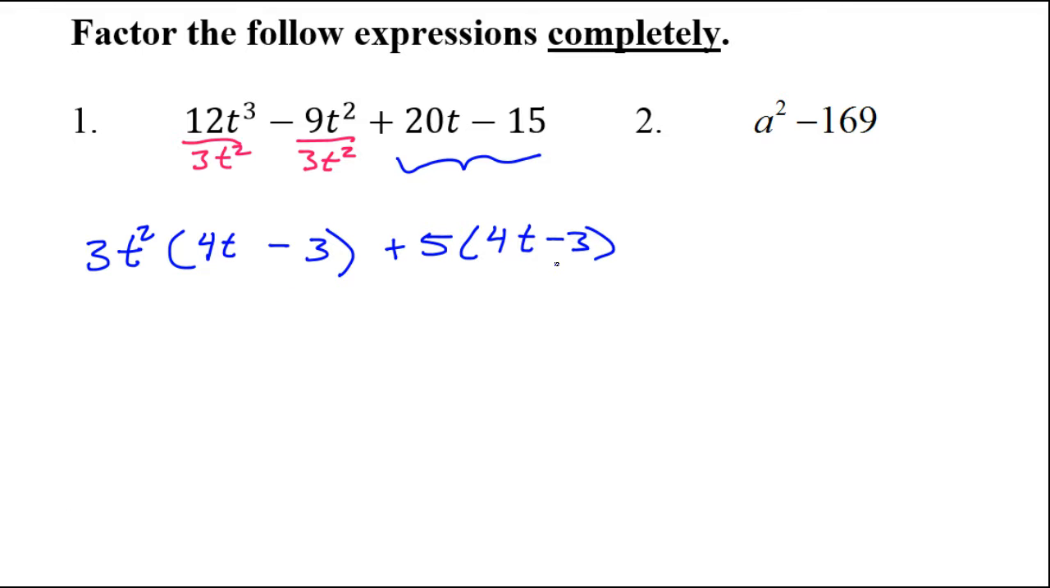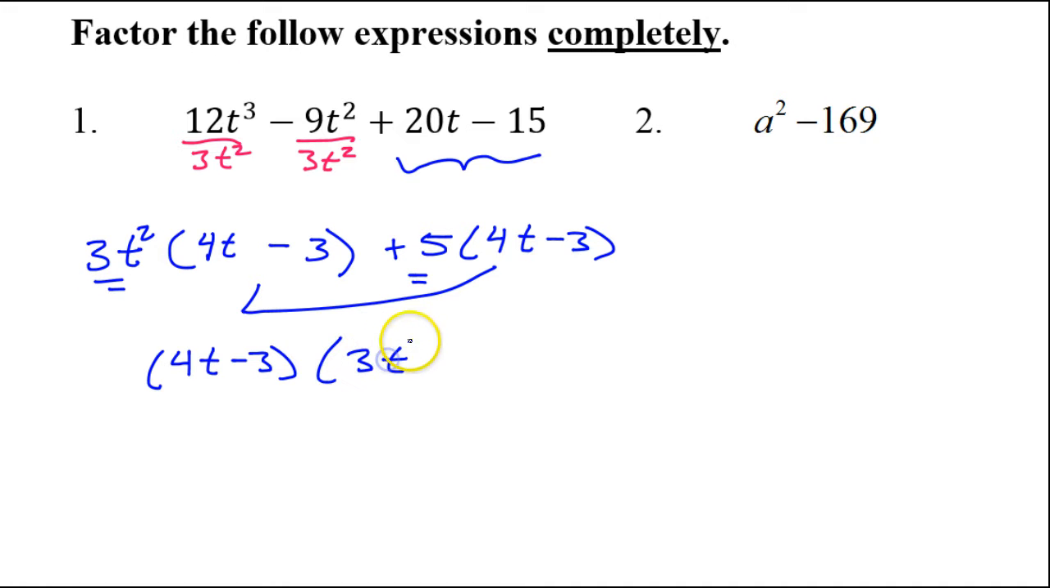See how the parentheses are the same? That's crucial for the grouping method. Because these are the same, the 4t minus 3 itself is a common factor. Just like we factored out 3t squared and 5, now we're going to factor the parentheses out. I'm going to take 4t minus 3 and pull it to the front, and that's going to leave behind 3t squared plus 5.